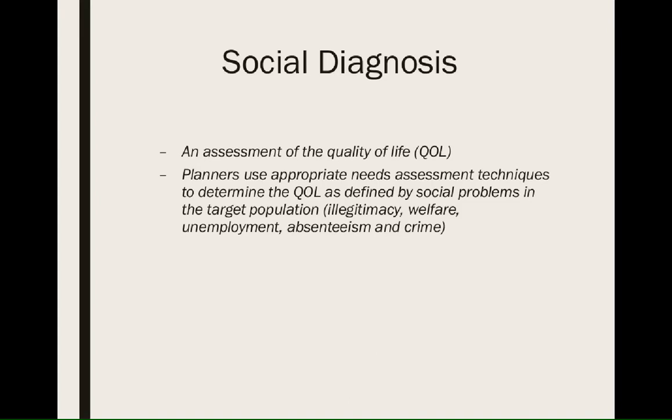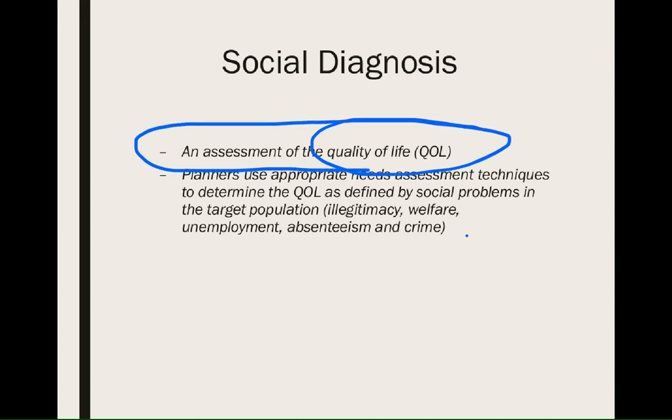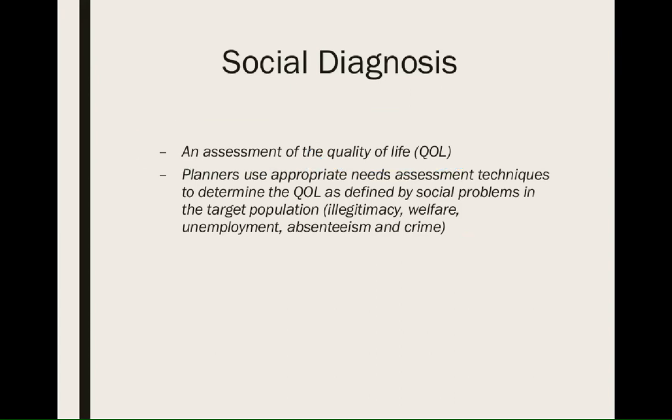Now we go phase by phase. The first phase is social diagnosis. It is an assessment of the quality of life, QOL. Planners use appropriate needs assessment techniques to determine the quality of life as defined by social problems in the target population, such as illegitimacy, welfare, unemployment, absenteeism, and crime. So we need to assess the quality of life. Kita assess, kita diagnose macam mana status sosial sesuatu tempat kita nak buat program tu.